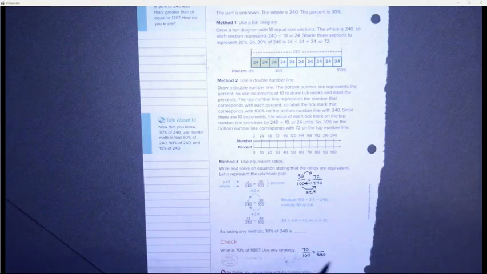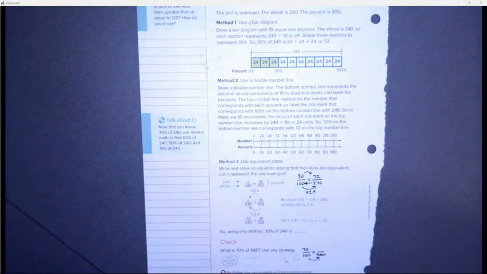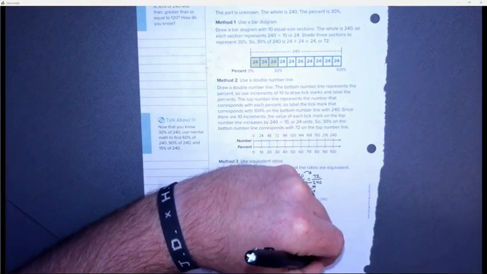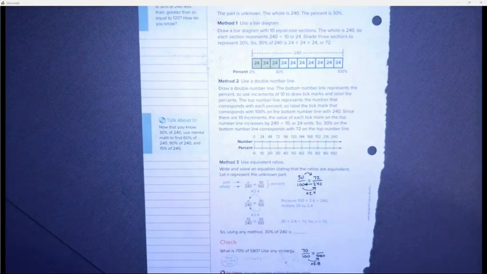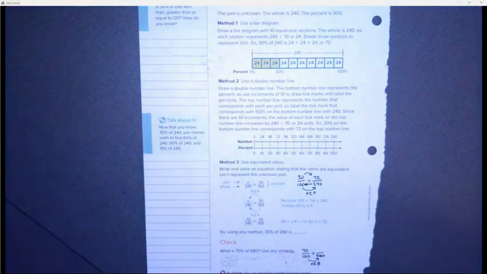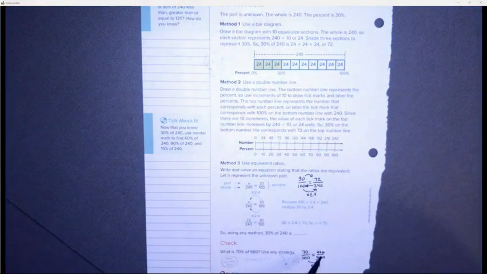So now I need to look at 100 times what number will get me to 580. If I can't figure that out, I can do 580 divided by 100, which will give me 5.8. So I know I'm going to multiply by 5.8. So 70 times 5.8 to find my part of 580, which will give me 406. So 406 is 70% of 580.